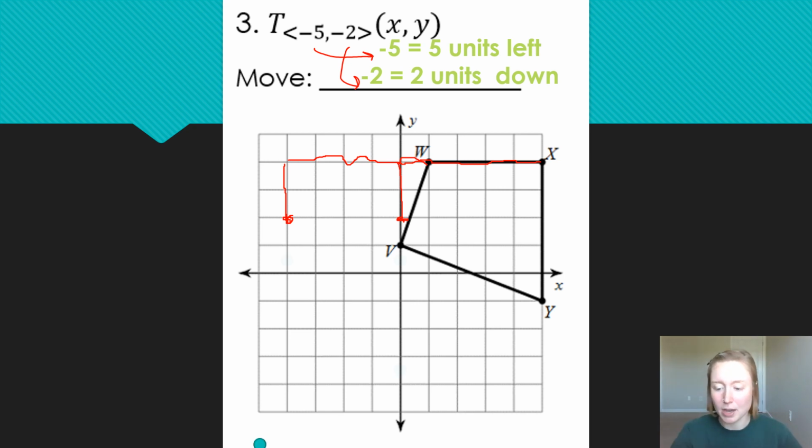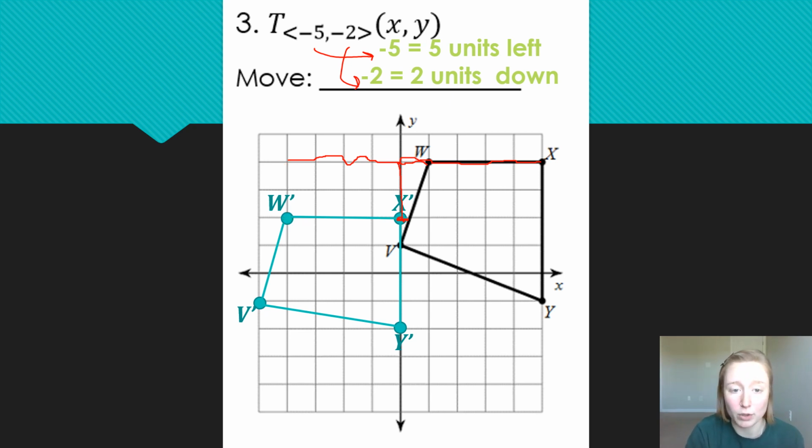I have this typed up, so I'm just going to go ahead and show you where my new points would be. So see how I took my point V and I moved it all the way over 5 to the left and 2 down, and then took Y, moved it 5 to the left and 2 down. And then when I redraw that, it creates this new shape, right? This new kind of quadrilateral that we're looking at here.